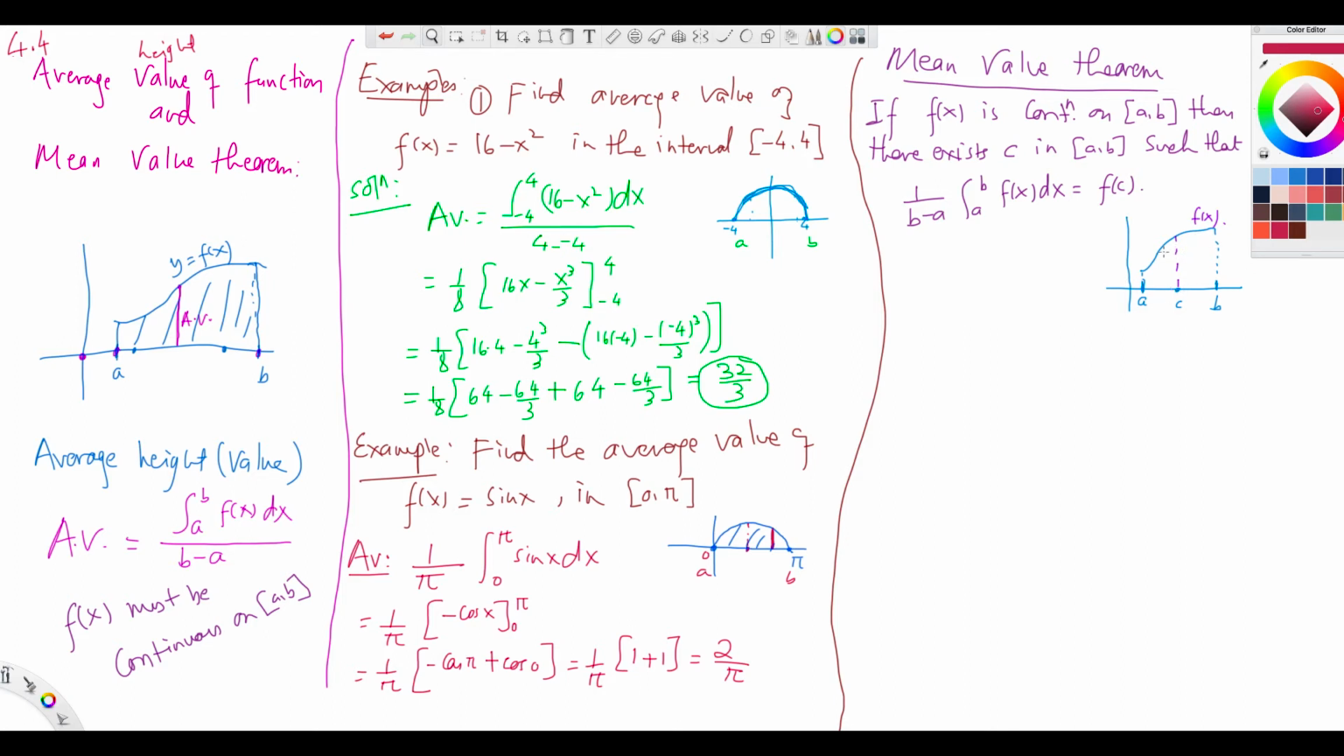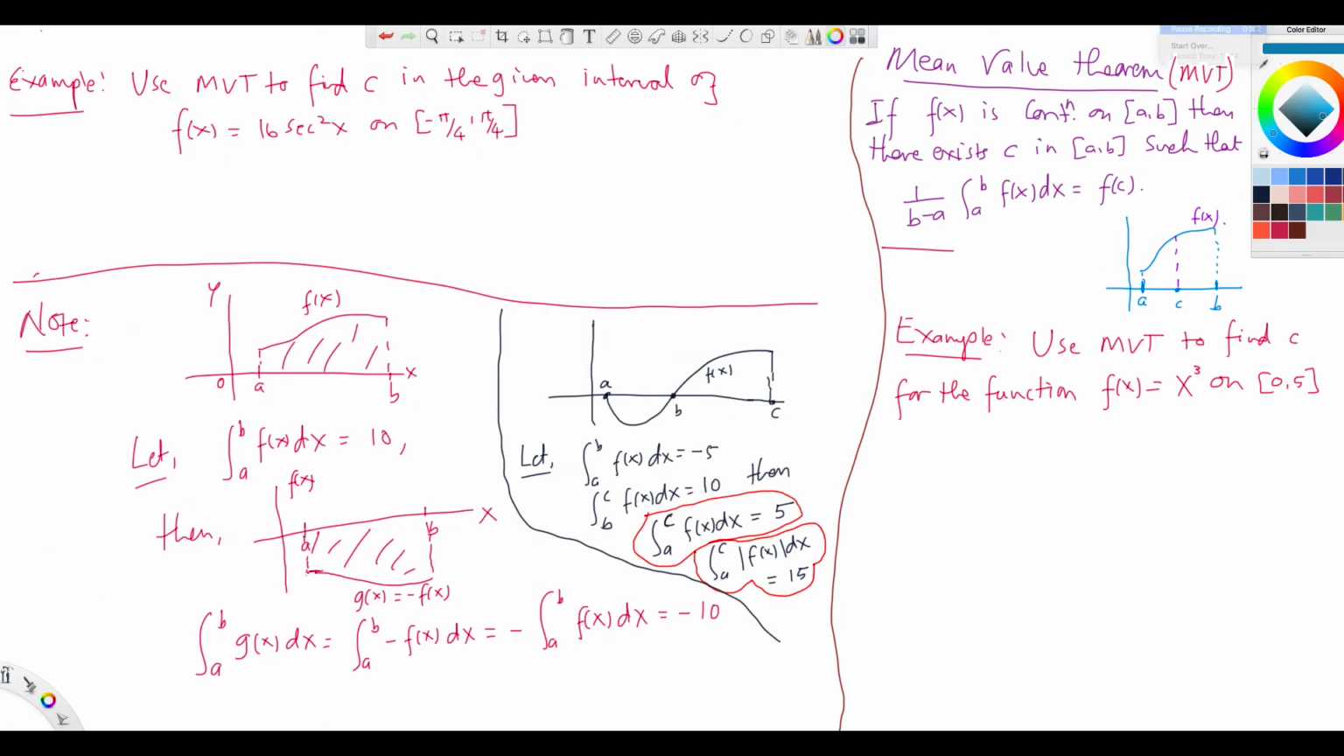Since this is the average height, the average height must be somewhere in the middle, right, between the lowest and the highest values. So that is the point c that we are able to find. Okay, let us see some examples on the use of the mean value theorem, in short MVT.